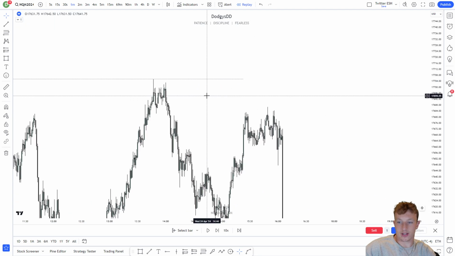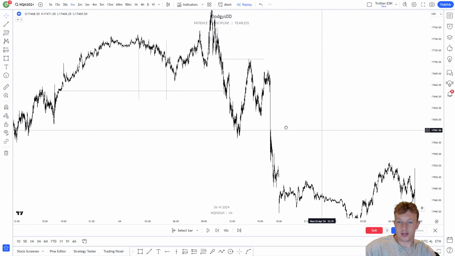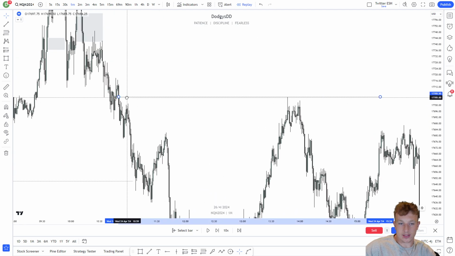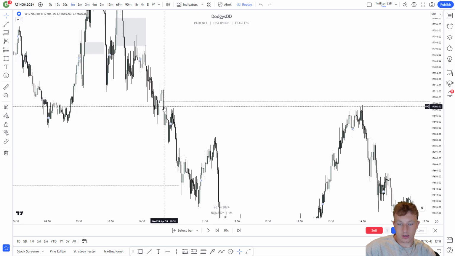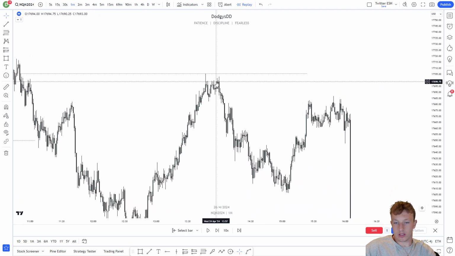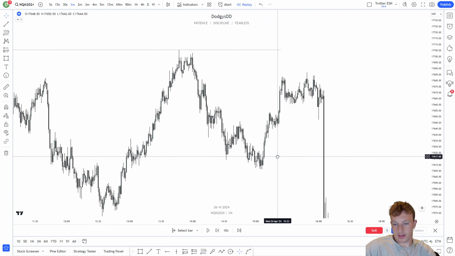Oh, this is perfect. Look at this right here. We formed these equal highs right here. You can see this 10:51 candle. The high was 17705.25. What are the chances another candle literally 3 hours later forms the same exact high? Not very high. Now, what do we do after? We just dump. So we don't really get momentum.